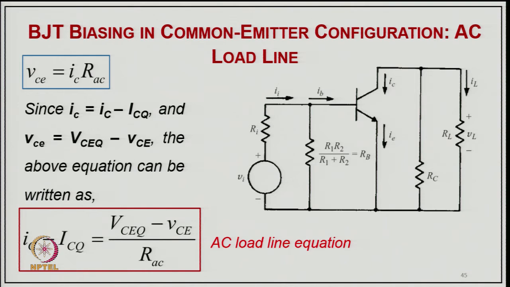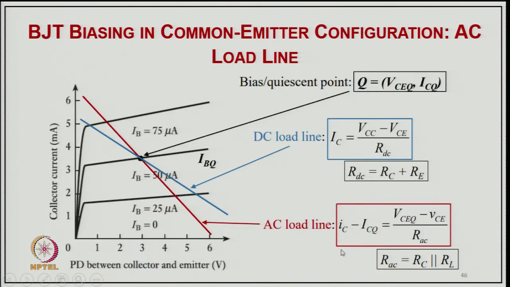So, you can call it now, this small quantity represents the AC quantity. So, vc will be equal to small ic into RAC, where small ic equals capital IC minus ICQ, and vc is equal to VCEQ in the circuit minus VC. The above equation can be written as IC minus ICQ equals VCQ minus VC by RAC. That is what we call the AC load line in the characteristic.